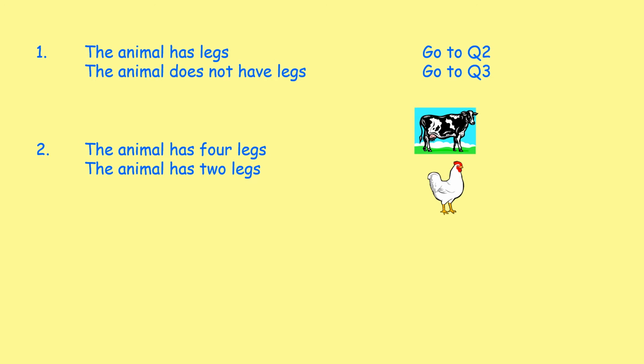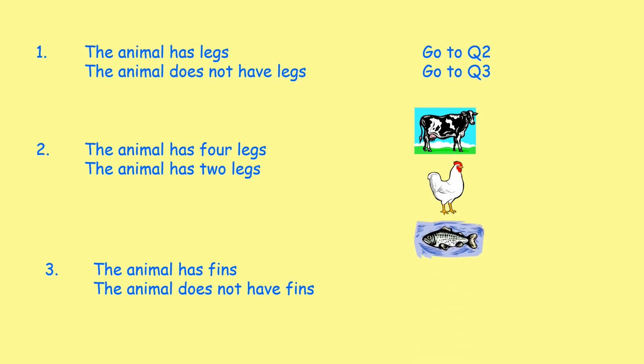I then move on to question 3. Now remember, question 3 is dealing with animals that do not have legs. So that was my fish and my snake. Here, again, I can ask 2 questions that will split them down to their individual identification. The animal has fins. There was only one organism there that didn't have legs and had fins, and that was the fish. The animal does not have fins. Again, there was only one organism there that didn't have fins and didn't have legs, and that was the snake. And so therefore, I've built up a paired statement key.